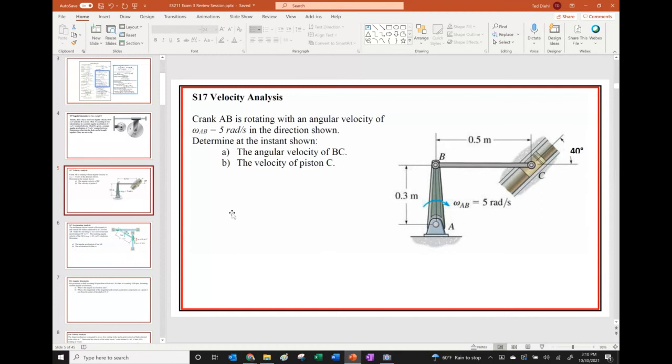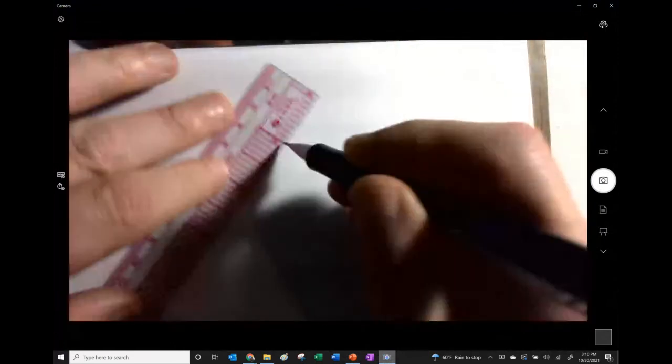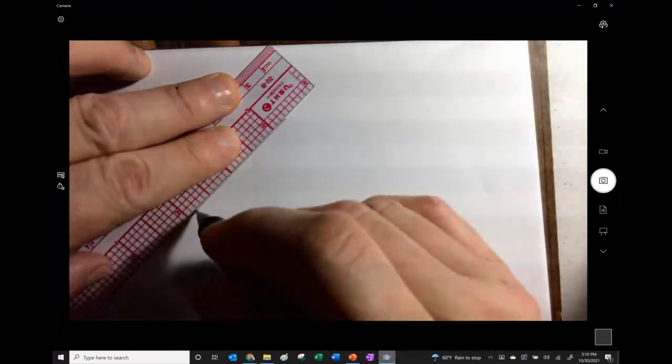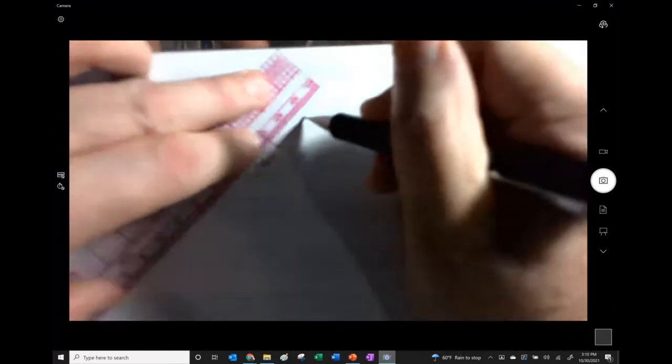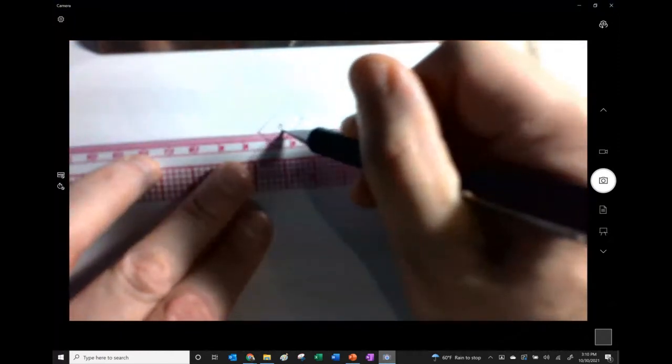Let me write down the nature of the problem right here. Okay, so it's going up at this 40-degree angle, and so I'll draw it up here, draw the piston up there. And here's our connecting rod. Oh, look at that, screwed that one up.